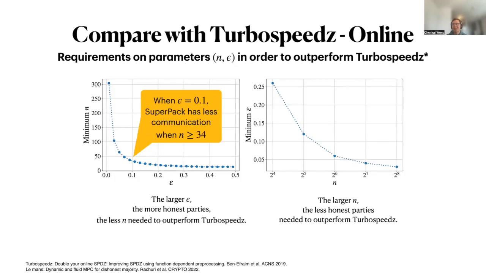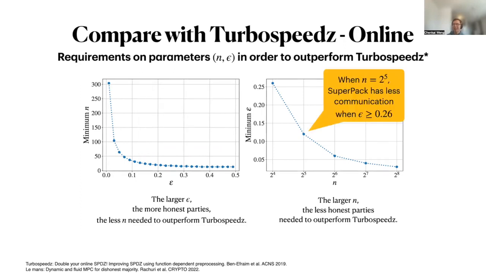We compare with the online phase of Turbospeed in terms of these two parameters n and epsilon. We study at which point our work would outperform Turbospeed in terms of online communication cost. Our work generally benefits from a larger number of parties and a larger percentage of honest parties. From the left, we fixed several epsilons and study the minimum number of parties we need to outperform Turbospeed. When epsilon equals 0.1, SuperPack needs at least 34 parties to outperform it. When we increase epsilon to 0.2, the n is decreased to 19. When we further increase epsilon to 0.3, we only need a minimum n of 15.